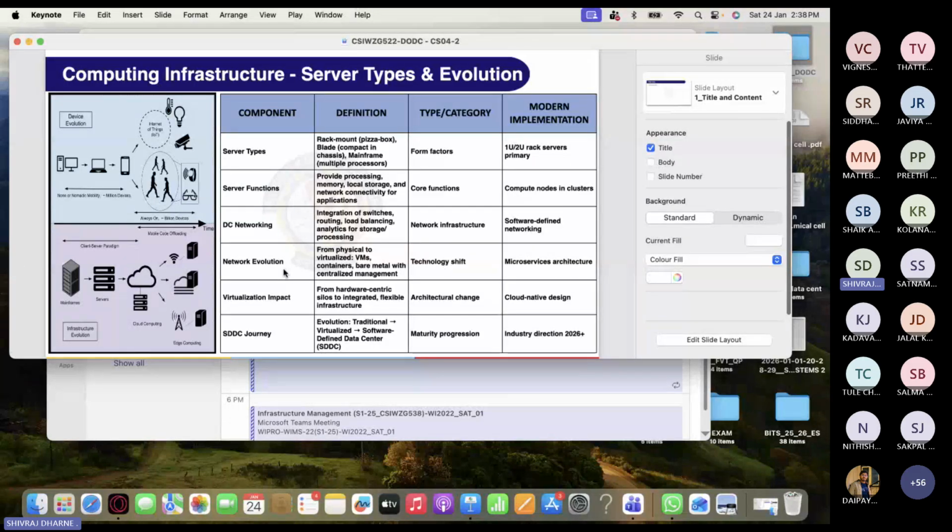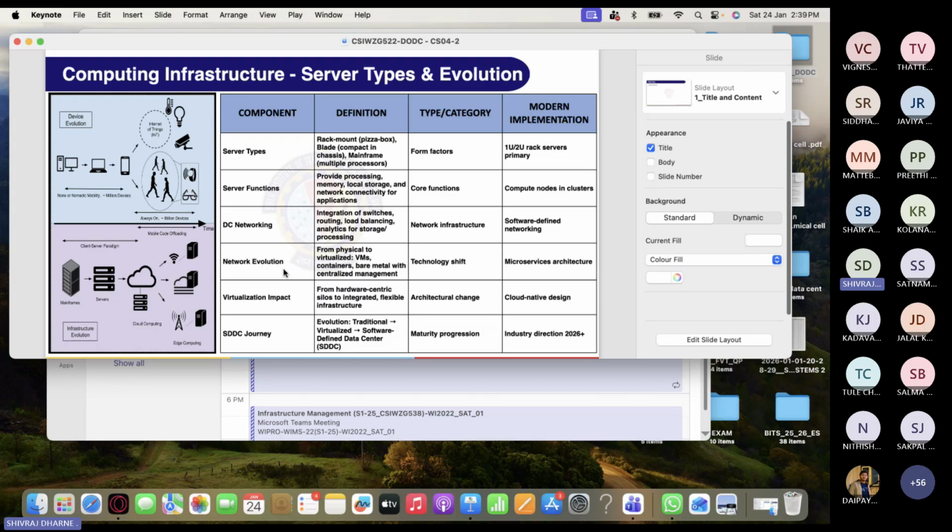Finally, the most advanced is the software defined data center. It is a very matured one, and the industry direction from 2026 onwards will be all software defined data centers. You can see how the whole evolution has started from a simple traditional data center server system with only compute resource, memory, and applications to very advanced, huge data centers with a lot of advancement.